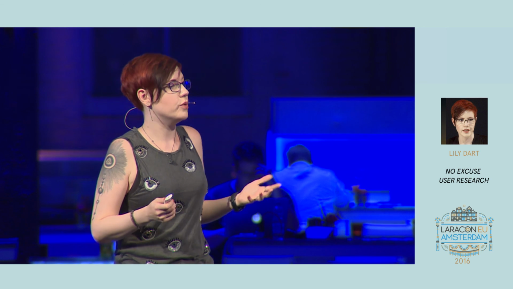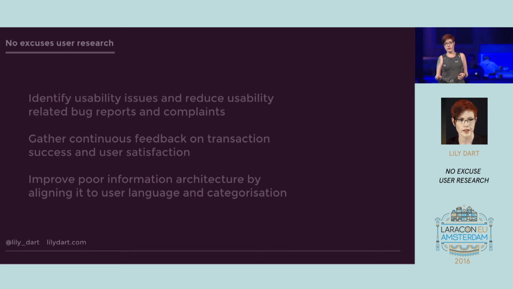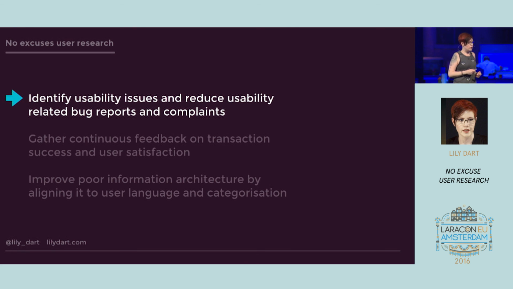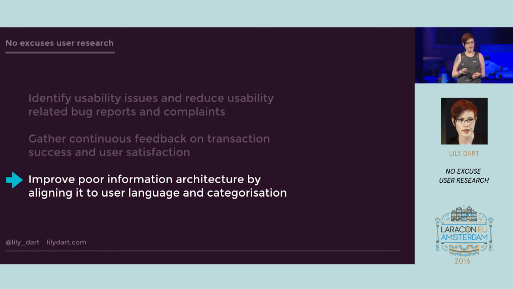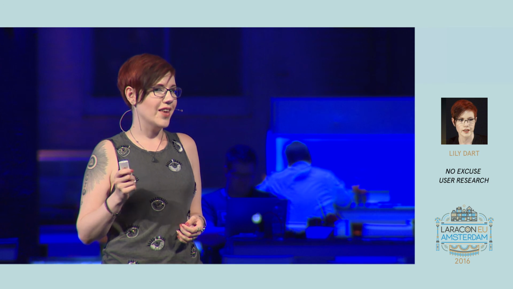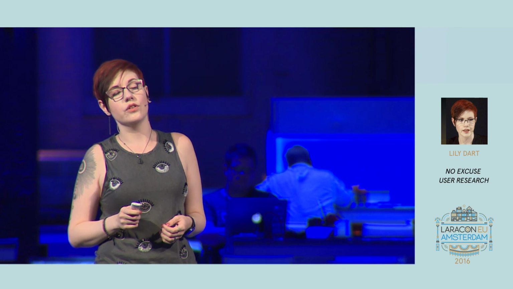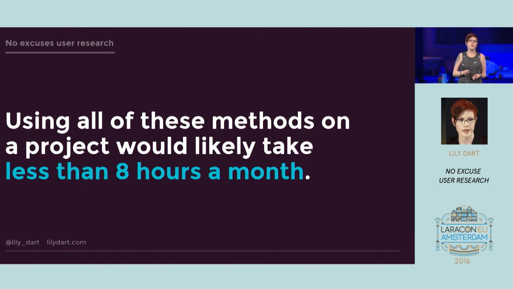So, today I have presented you with 3 different, simple-to-implement methods of user research using data that's easy to gather or already on hand that we already have ready access to. Now, if we implemented all 3 methods on any given project, then we could identify usability issues and reduce usability-related bug reports and complaints. We could gather continuous feedback on transaction success and satisfaction. And we could improve poor information architecture by aligning it to user language and categorization that is more natural to them. And the kicker is, using all of these methods on any given project would likely take less than 8 hours a month.